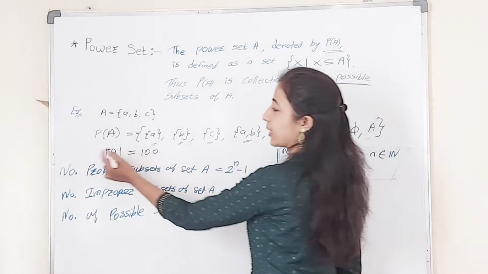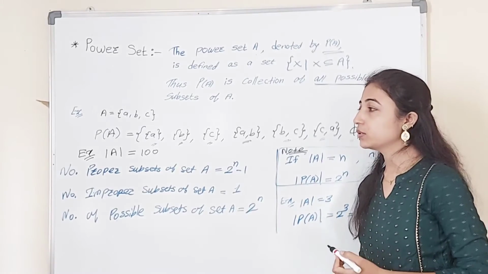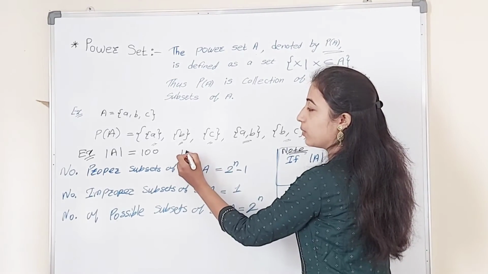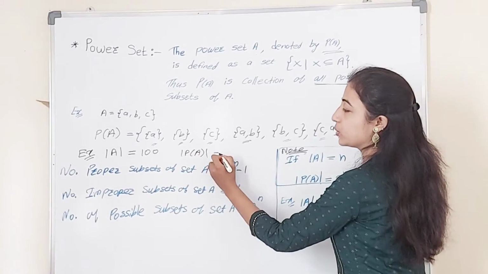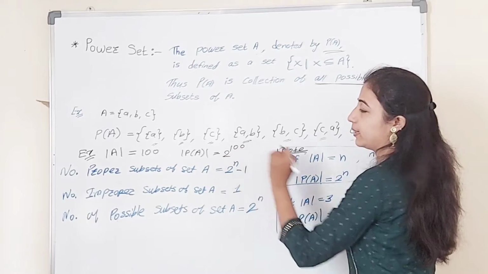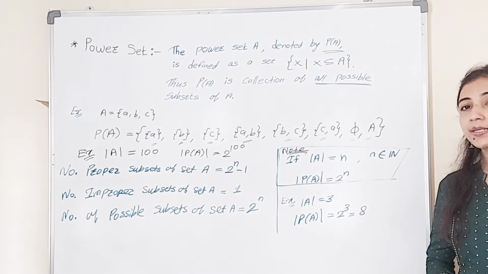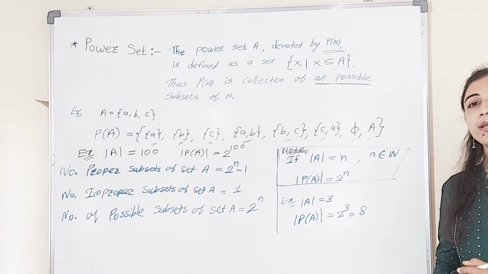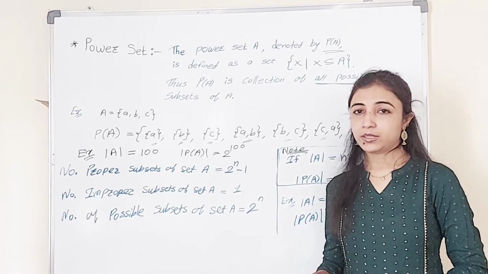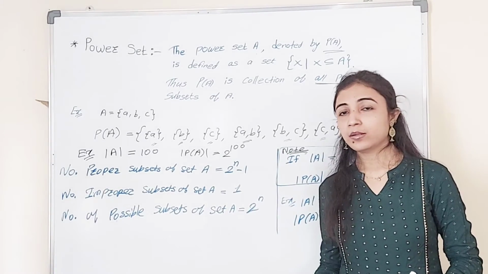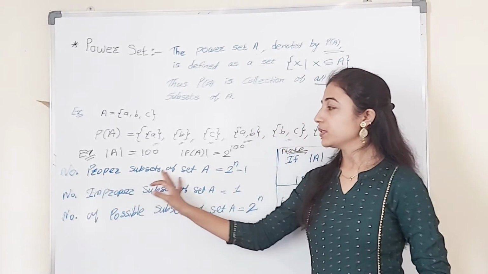For this example, suppose any set contains 100 elements, so how many possible subsets does this set A have? All the possible subsets of set A are nothing but the cardinality of the power set. It is 2 raised to the power 100. Okay. Sometimes the questions don't ask you to find the cardinality of power set A or how many elements are contained in power set A. They may ask how many possible subsets of set A, or how many proper subsets of set A. So here, the number of proper subsets of set A.